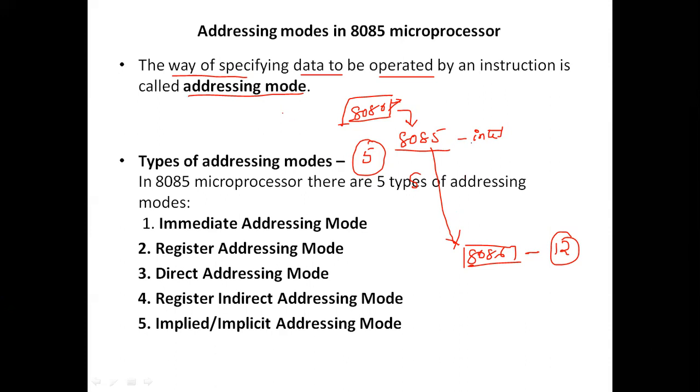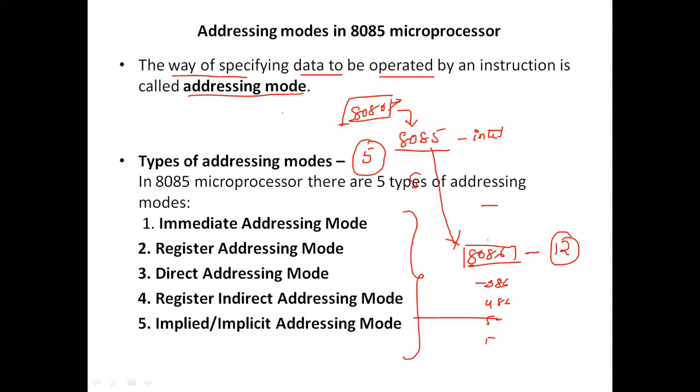As we have seen, the 8085, 8086, 80386, 486, 586, and then the next Pentium processors came. This is the hierarchy of the 8085 and 8086 microprocessors. Based on these microprocessors, we define the things, whether it is the 8085 or the 8086. When we talk about types of addressing modes, we have 5 different types of addressing modes, as displayed here.